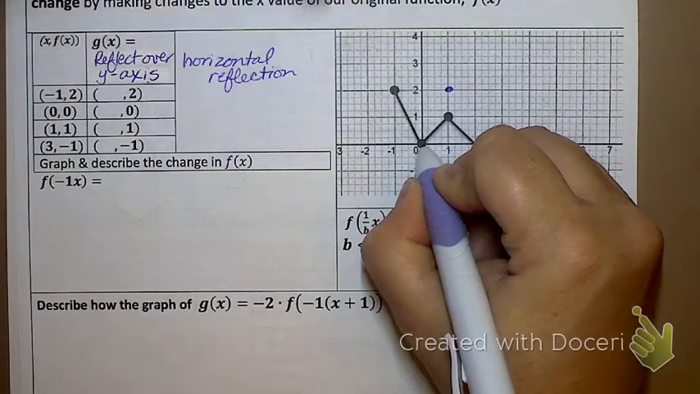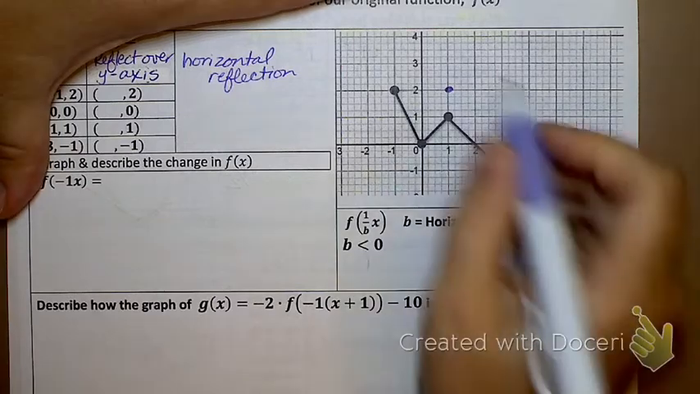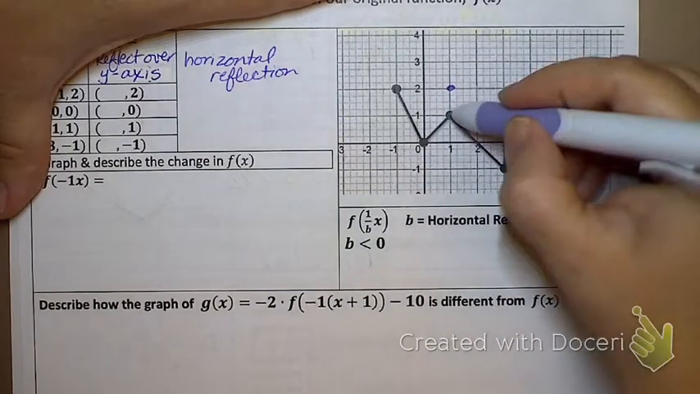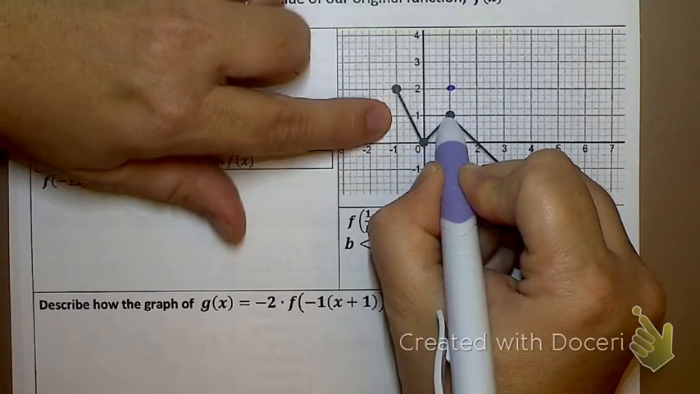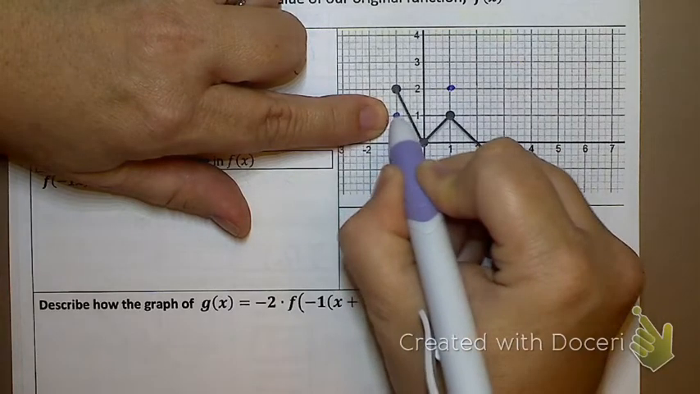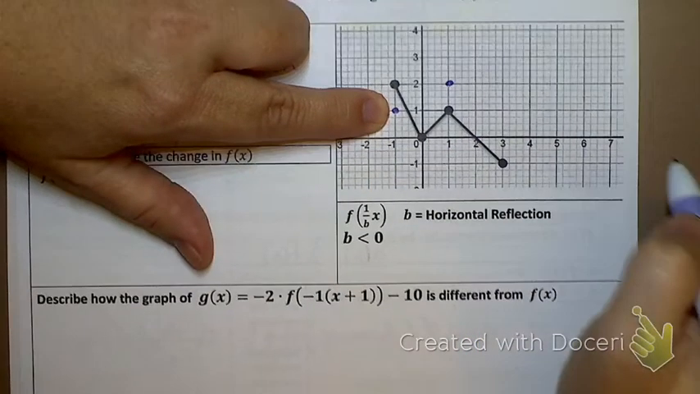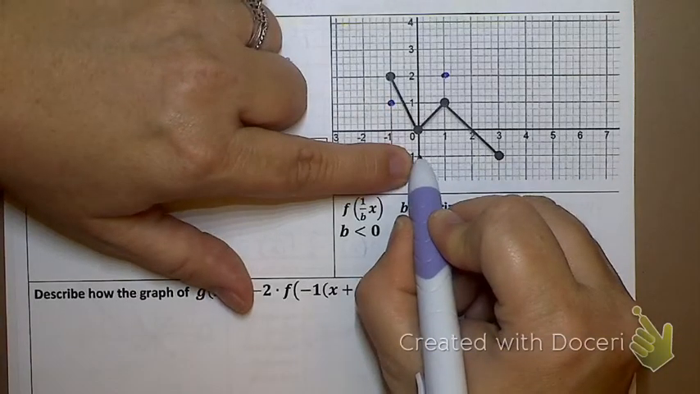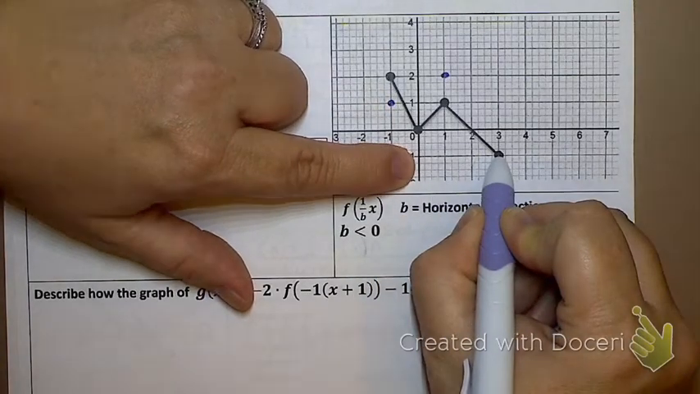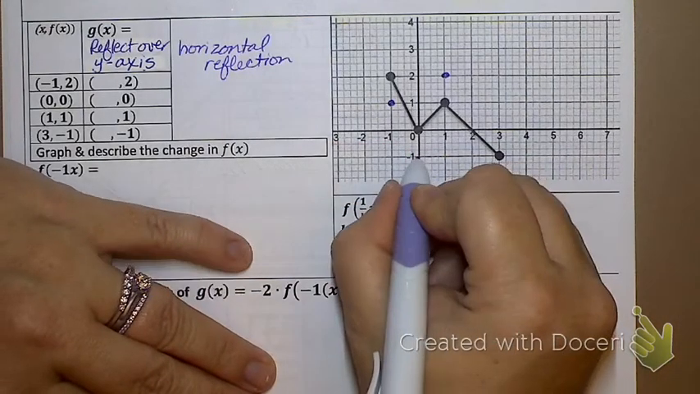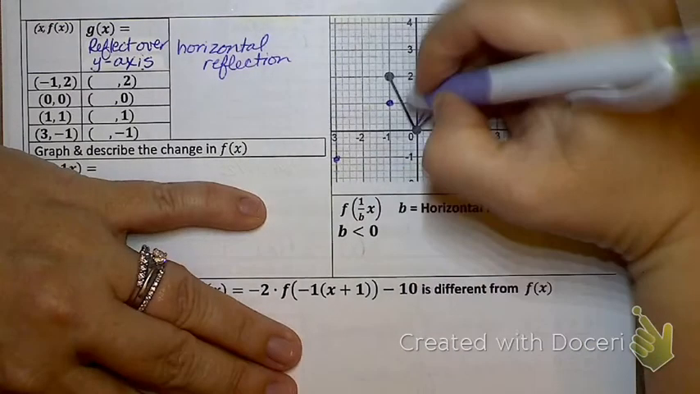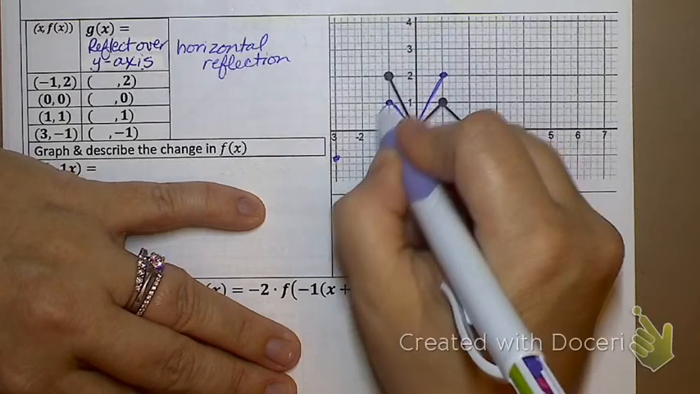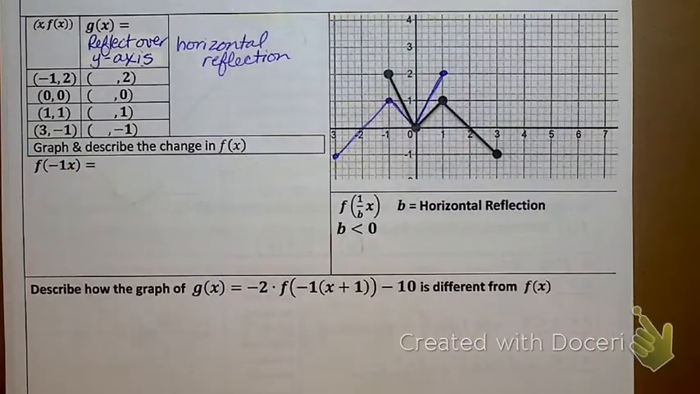0, 0. It's on the y-axis, so its new home is going to still be on the y-axis. This point right here, it's 1 unit away from the y-axis on the right. So where's its new home going to be? 1 unit to the left of the y-axis. Kind of makes sense? And then this point is 1, 2, 3 units to the right of the y-axis. So where's its new home going to be? 3 units to the left of the y-axis. And when I connect those points, I have my reflection. I've flipped it around.